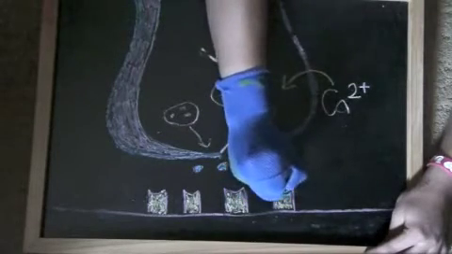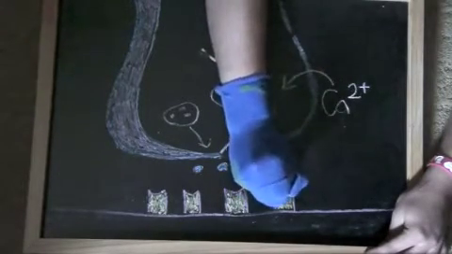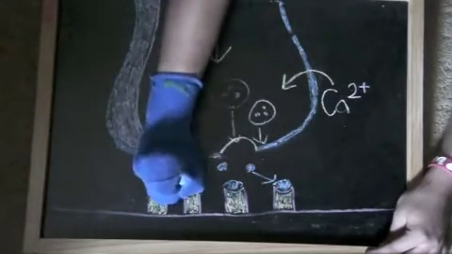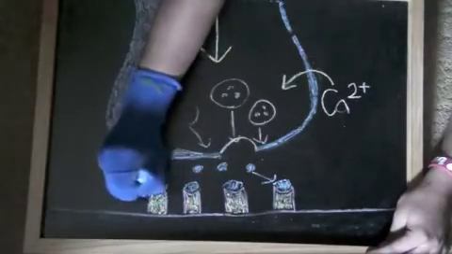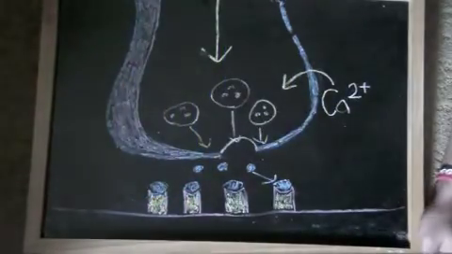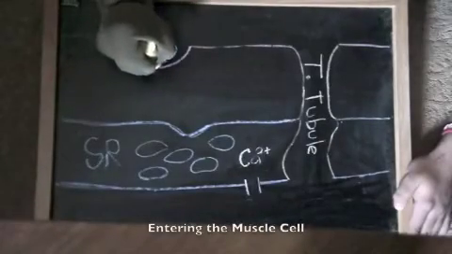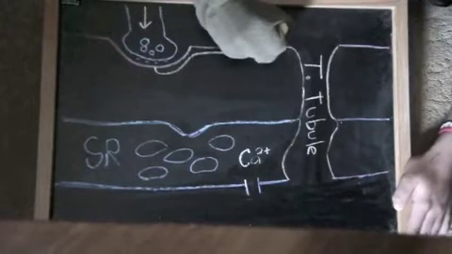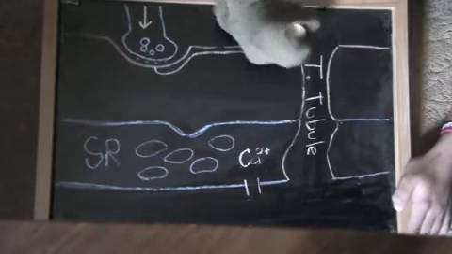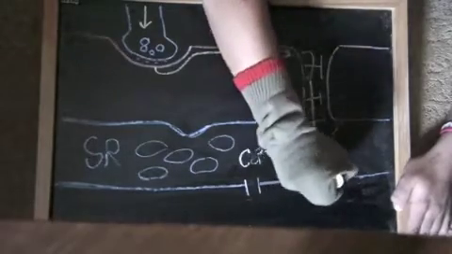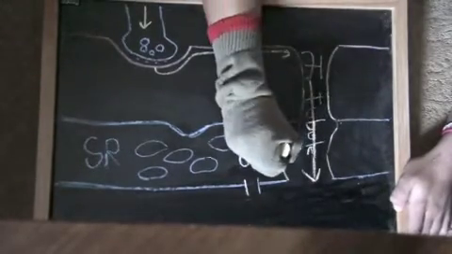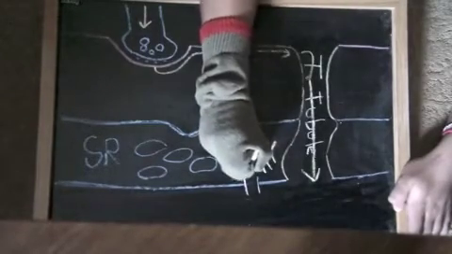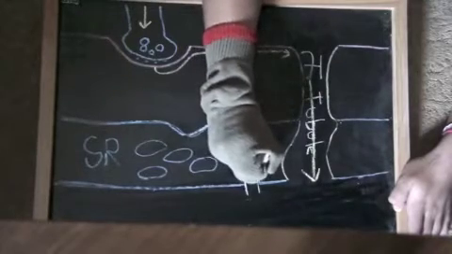ACh then binds with receptor proteins on the motor end plate, which causes it to depolarize. As acetylcholine diffuses across the synaptic cleft at the neuromuscular junction, depolarization of the motor end plate causes an action potential to propagate across the sarcolemma and down the transverse tubules. This action potential triggers calcium release from the sarcoplasmic reticulum and causes diffusion into the sarcoplasm.